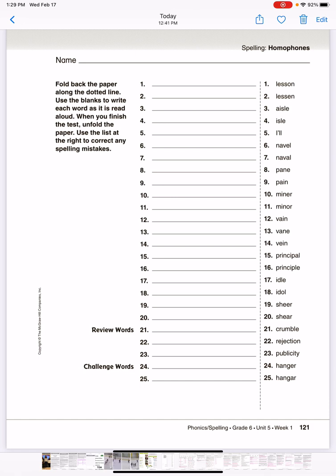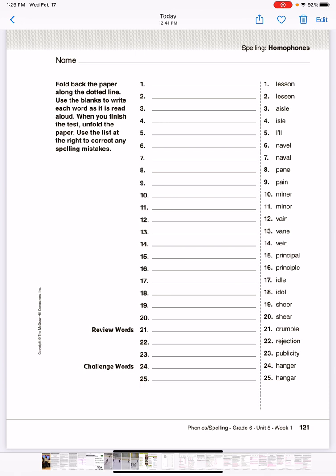Idle and idol. 17 is idle, I-D-L-E. That's idle, like not moving. Whereas I-D-O-L is idol, like somebody you look up to, like Mr. Parzik is my idol. 19 and 20, sheer and shear. Sheer, S-H-E-E-R, is see-through, like you might have a sheer curtain that you can almost completely see through. Whereas shear, S-H-E-A-R, is to cut, like you would shear the wool of a sheep.